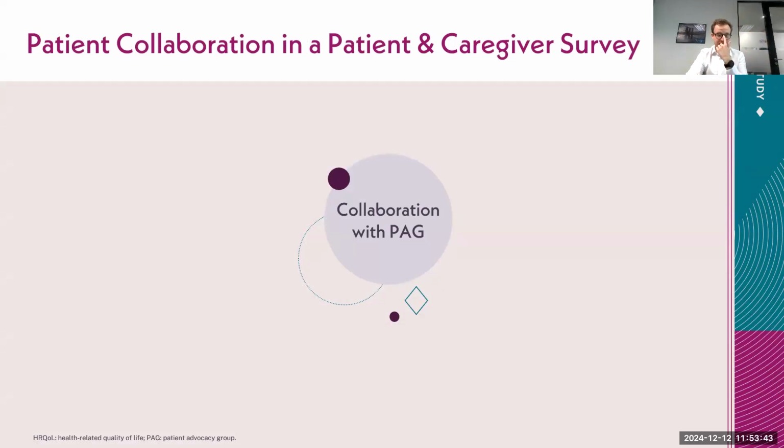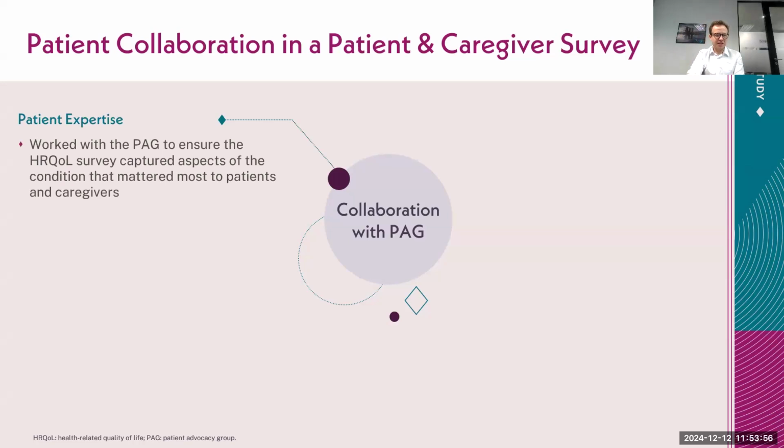So the aim of this project was to conduct a survey to explore health-related quality of life of adults and children with a rare disease and their caregivers, and this was in collaboration with a patient advocacy group. To begin with, they have a lot of expertise, and it meant that we were able to work with them to ensure that this survey captures the elements of the condition that do genuinely matter most to patients and caregivers, so that it's worthwhile doing this work.